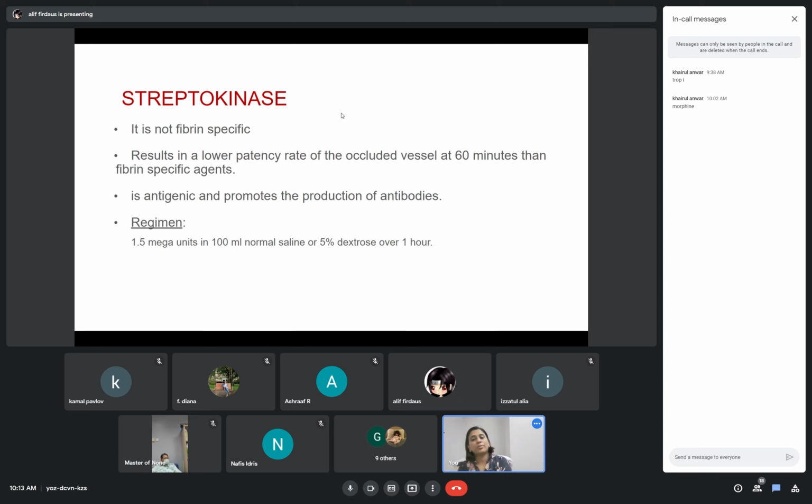If you give a non-specific fibrin agent, it's okay. You can repeat, no harm. STK cannot be repeated in the next 1 year. Okay, next. So as Dr.